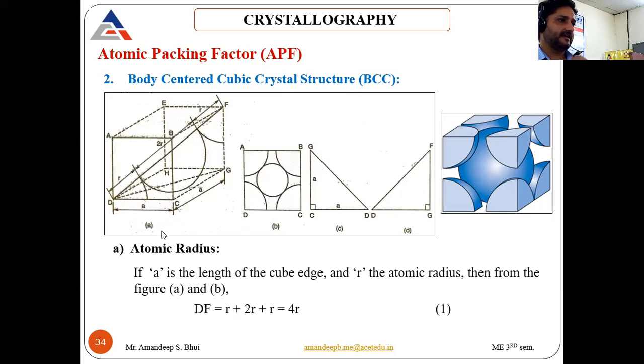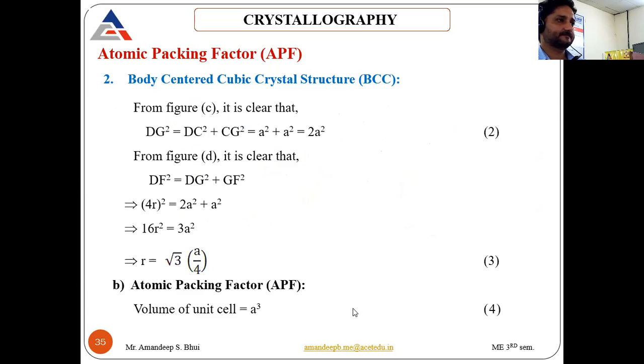Then from figures A and B, the value of DF, which we have just taken, will be equal to r plus 2r plus r, so it will be equal to 4r. So DF is equal to 4 times r. This is obvious from this diagram here. If you look into the diagonal for the three-dimensional structure, DF will be equal to r plus 2r plus r, so it becomes 4r.